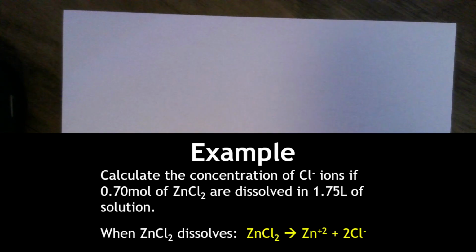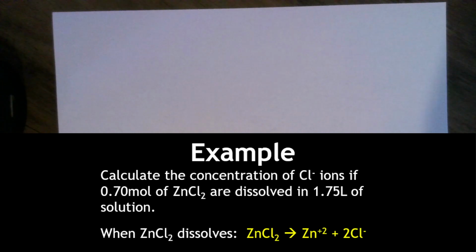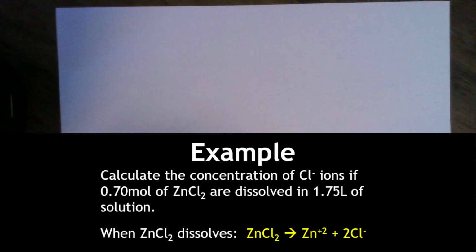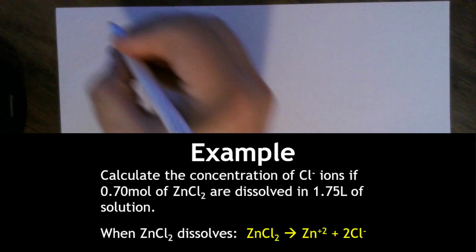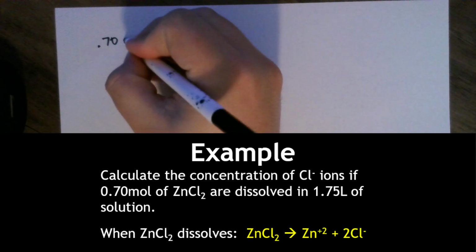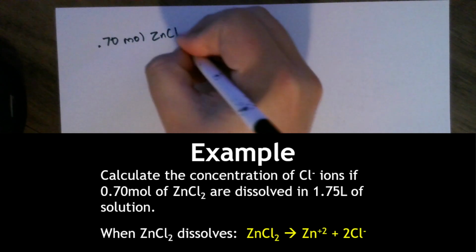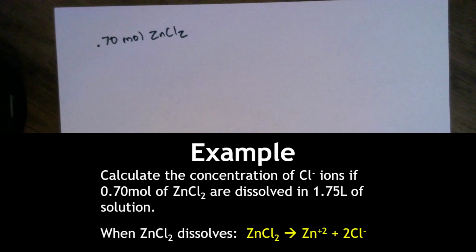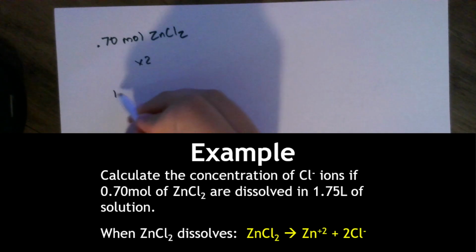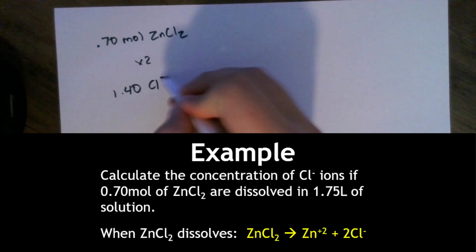We have a little hint down here. When ZnCl2 dissolves, it makes 1 zinc and 2 Cl minuses. So that means whatever my molarity of zinc chloride is, the molarity of chloride ion is going to be double it. Okay. So let's say I have 0.70 moles of ZnCl2. Well, I can just find out how many moles of Cl that makes. The easy way to do it is just to realize that it makes 2 chlorines, times it by 2, and get 1.4 moles of Cl minus.